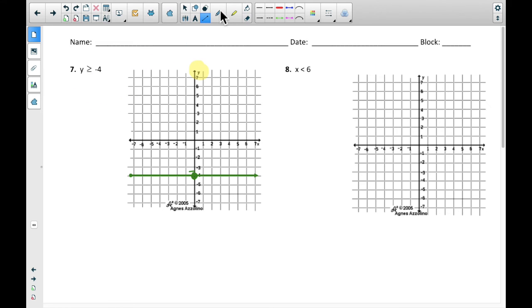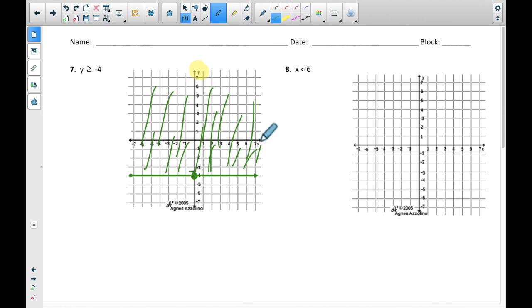It says greater than. I'm going to go back to what I was doing before. If it's greater than, it's above on the y's. So it's up here. So this is my shading. This makes sense. Everything up here that I would pick, if I plugged it in, it would be greater than -4. Everything down here wouldn't. So it's not shaded.